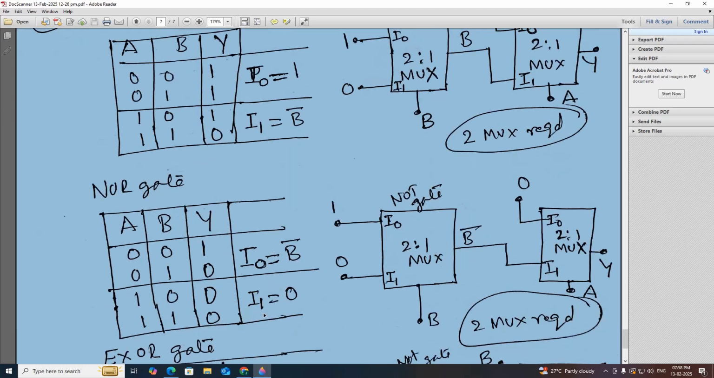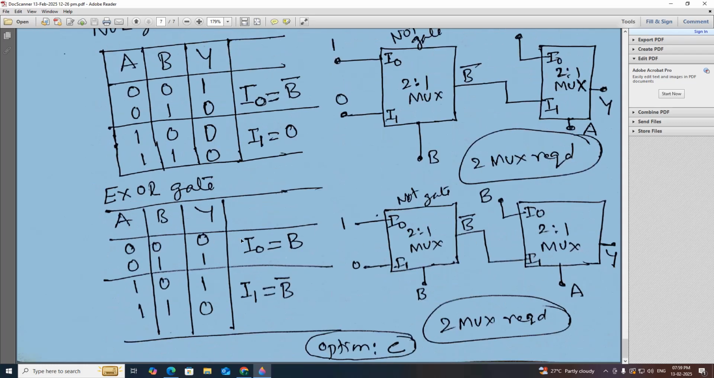Similarly, for this expression, we have B bar and 0. So you can see here this mux, I made a mistake here. I1 equal to 0 and I naught equal to B bar. This should be connected here. But the thing is, we need again a 2 input multiplexer. And for the XOR gate, I naught equal to B, I1 equal to B bar.